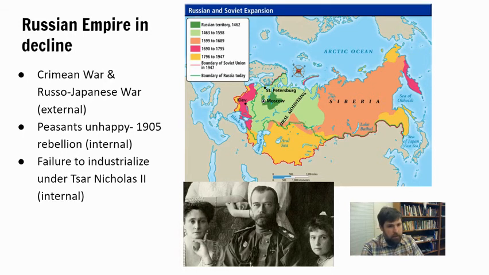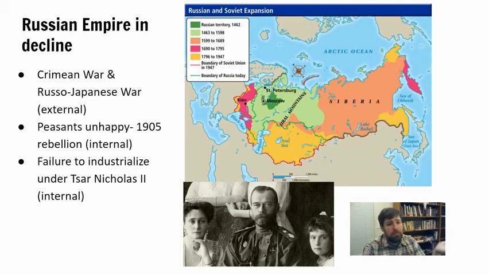Once again, a familiar theme, they had failed to industrialize. They had not been able to keep up with Europe. And that's the reason why they lost the Crimean and the Russo-Japanese wars in the first place, because they hadn't kept up with the industrialization that the rest of Europe had been engaged in. They'd done some, like we talked about the Trans-Siberian Railway, but they didn't do enough.